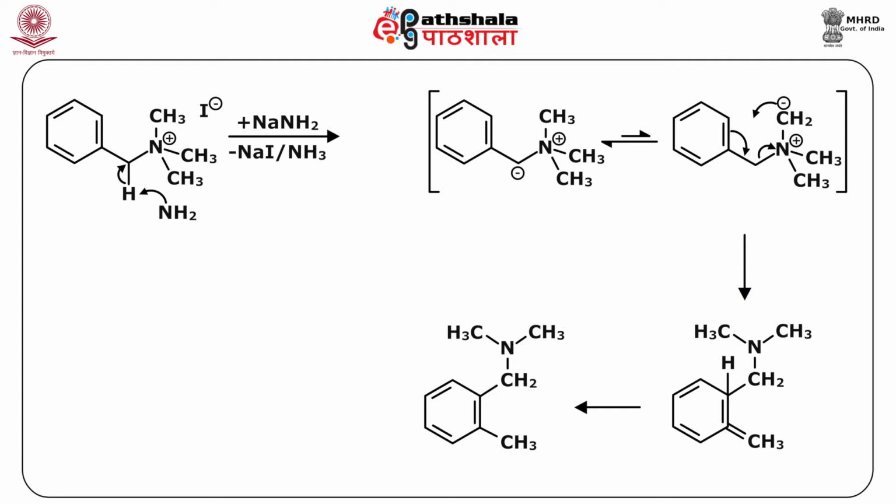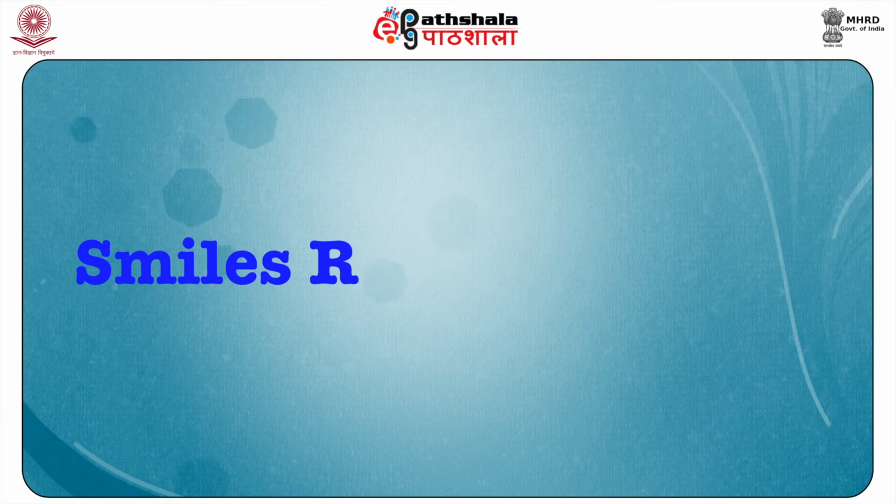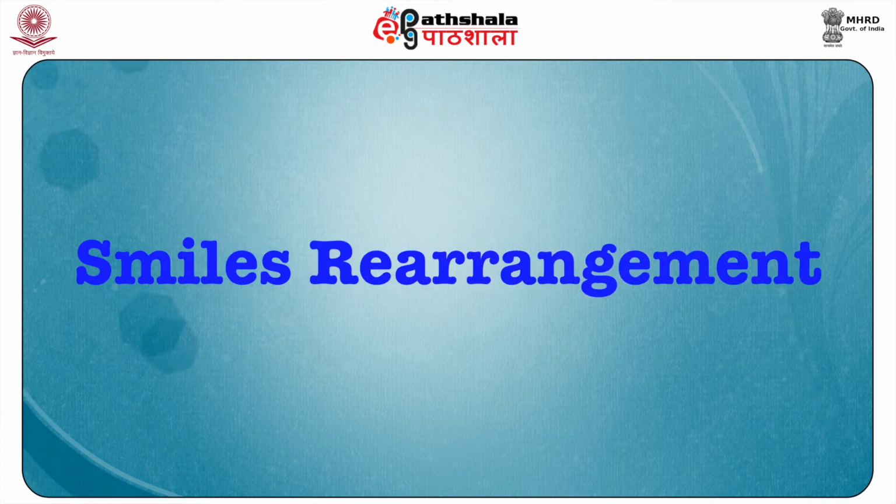Now you can see this mechanism clearly over here, how this rearrangement is taking place and how the 2,3 sigmatropic rearrangement finally gives rise to the aromatization of the final product. Now students, comes the last, that is the Smiles rearrangement.